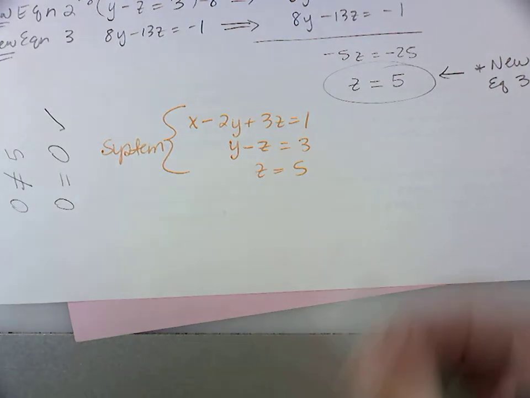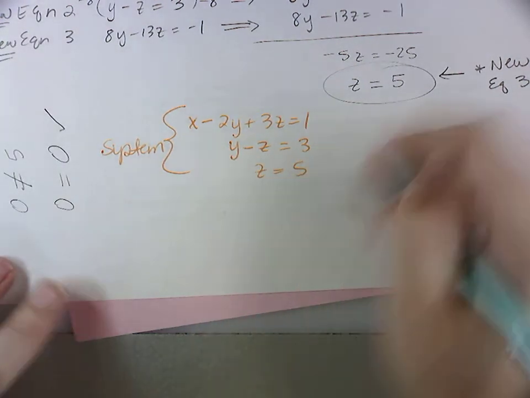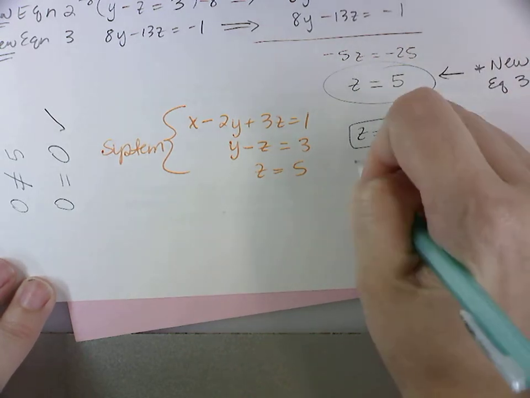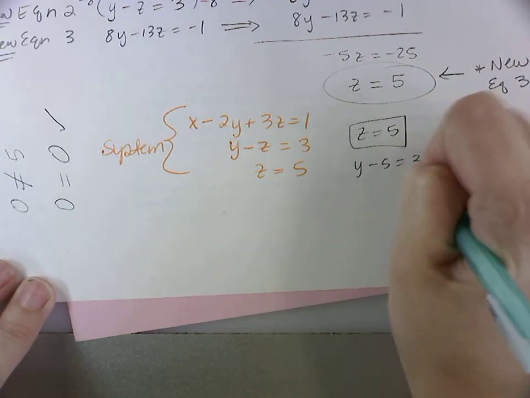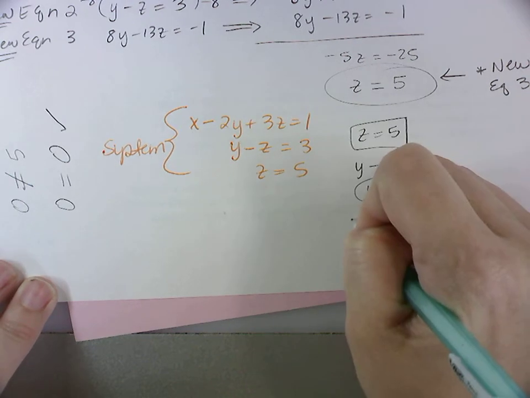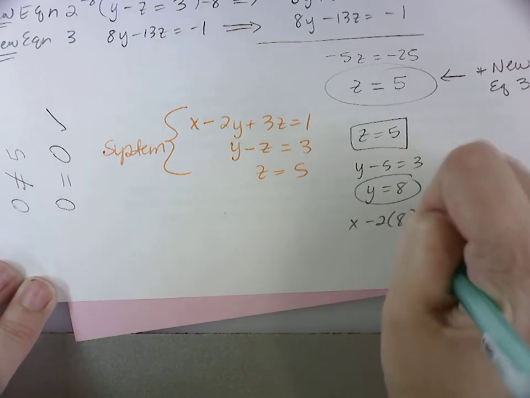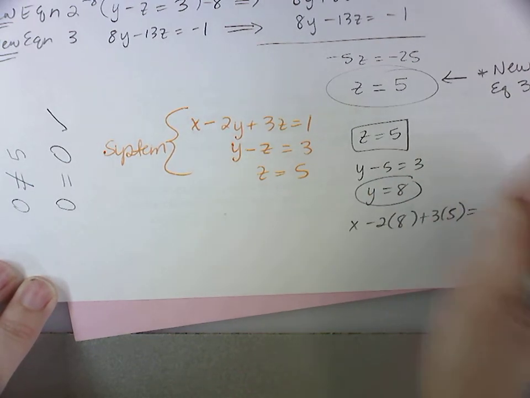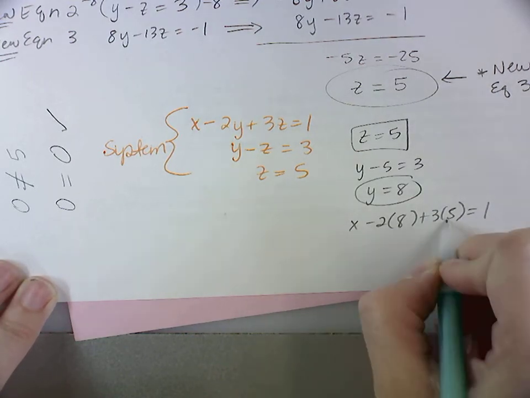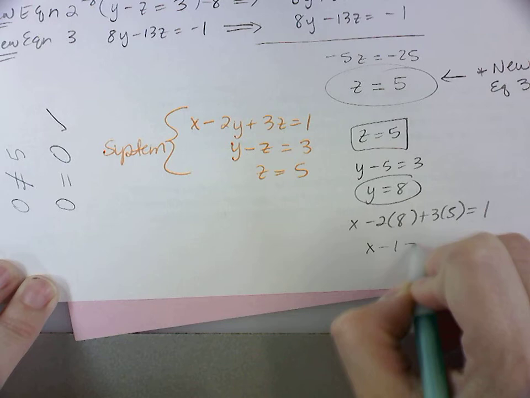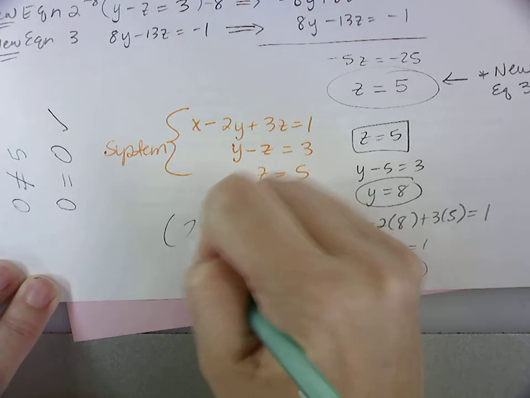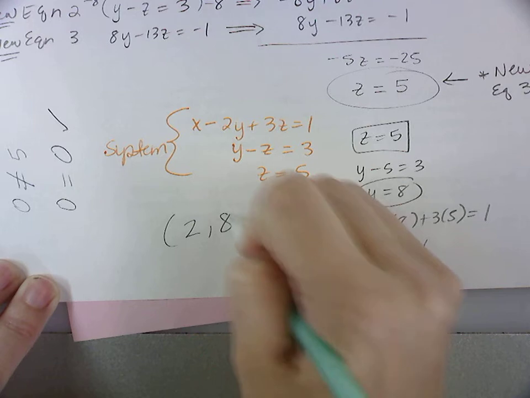So if this is our new system, we already know that z equals 5, and now we can use back substitution. So y minus 5 would equal 3, which means y would be 8. And then for the first equation, it would be x minus 2 times 8 plus 3 times 5 equals 1. So this is negative 16 and positive 15. So x minus 1 equals 1. So x would equal 2. So then your final answer would be 2, 8, 5.